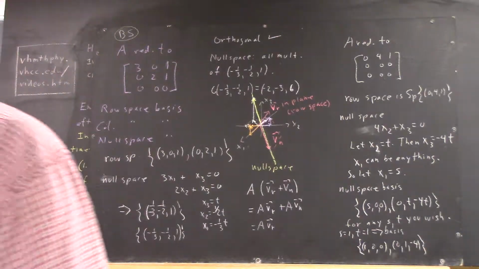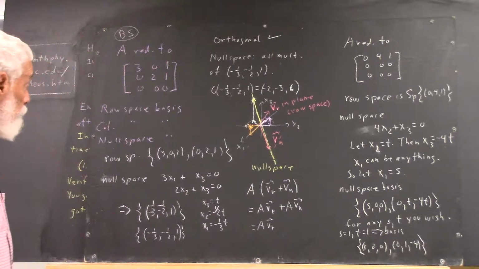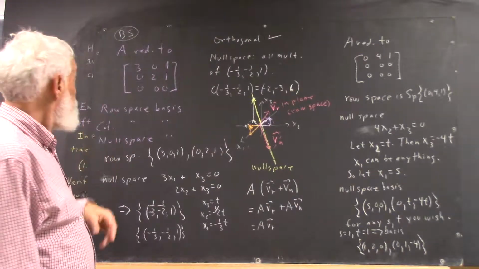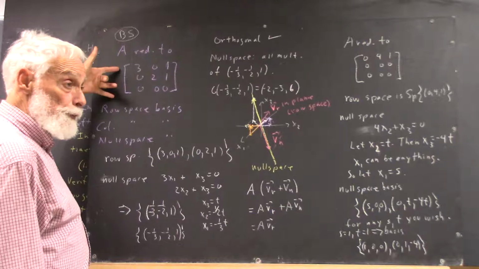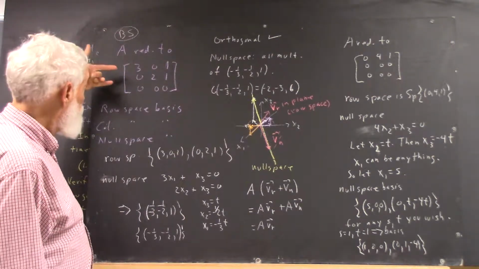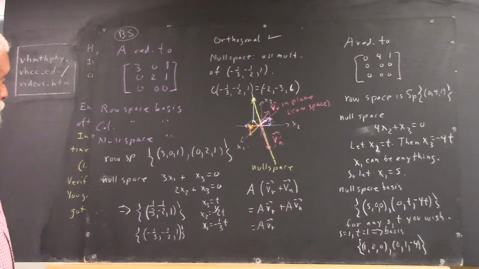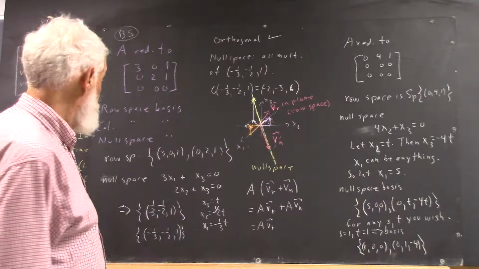Now, before we move on, we can briefly summarize what we've done. If we've got a matrix A that reduces to this, then we can easily write a basis for the row space, just this row and this row. And of course, 0, 0, 0 is not a member of any basis. So there's our row space.